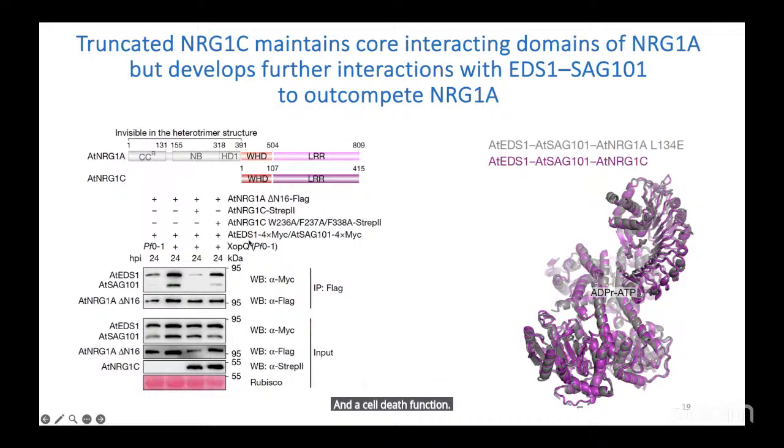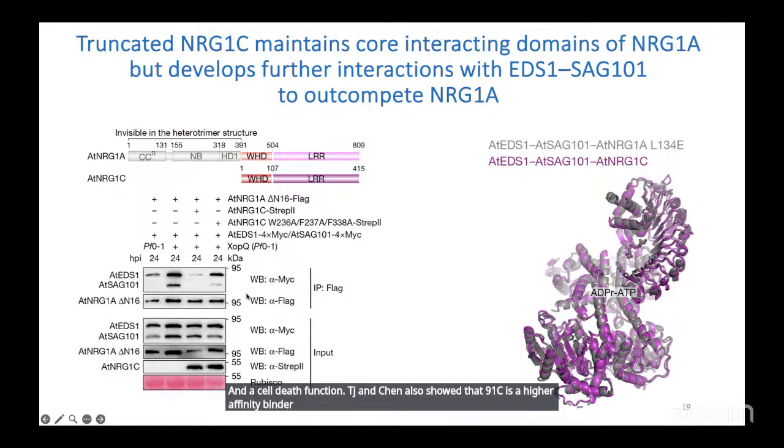Jie and Jen also showed that NRG1C is a higher affinity binder for active regulation.